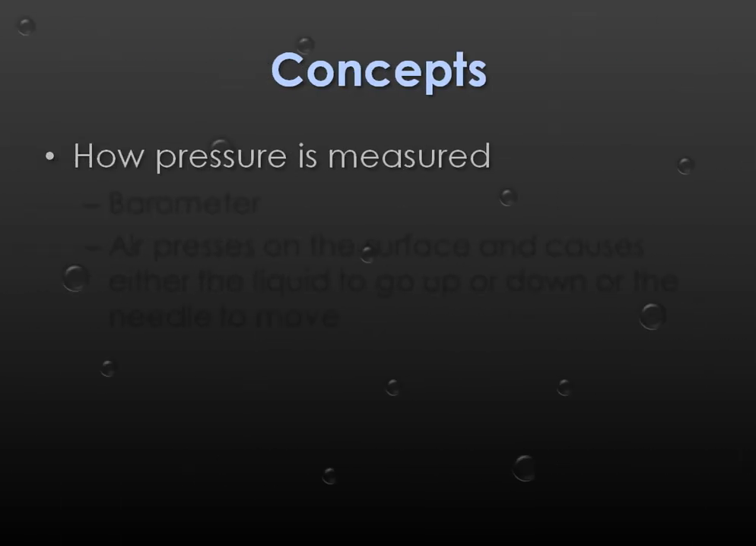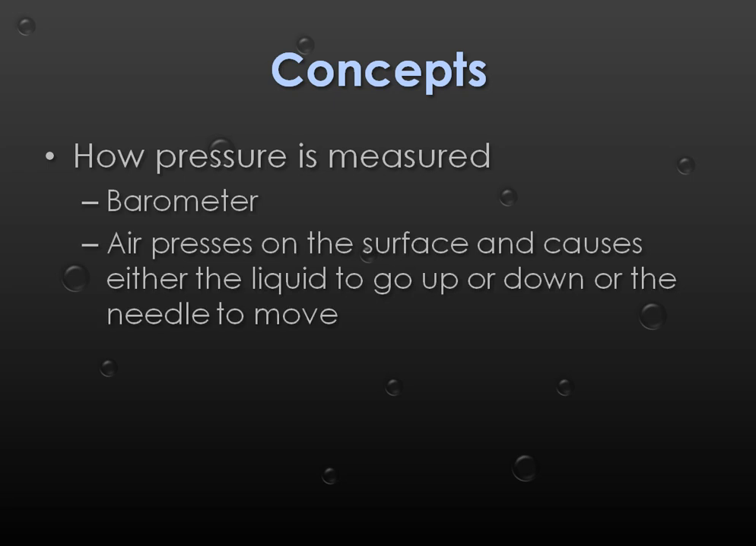The next concept is how pressure is measured. We just use a pretty simple device called a barometer to do that. What happens is that air presses on the surface of the barometer, either the coil inside an aneroid barometer, or the mercury inside of a mercury barometer, and causes either the liquid, mercury in one case, to go up or down the column, or the needle to move back and forth like in an aneroid barometer. It's important to understand that basically when air presses on it, it increases the amount of movement and makes it go higher, showing that it's at a higher pressure.